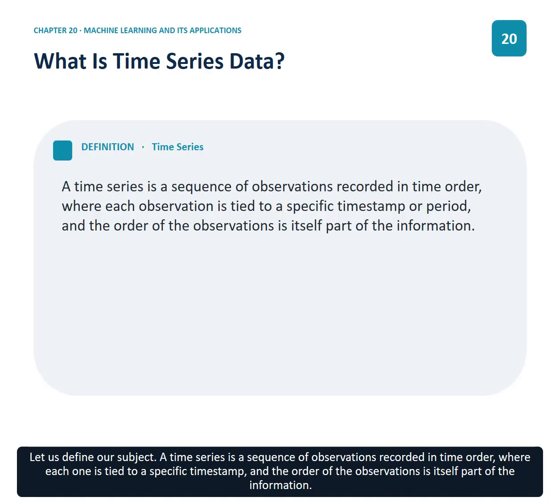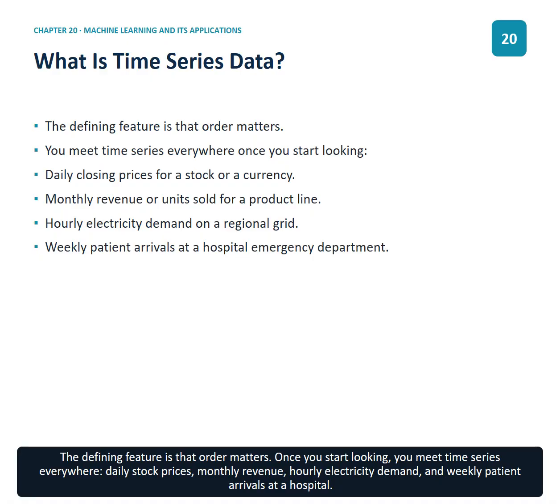Let us define our subject. A time series is a sequence of observations recorded in time order, where each one is tied to a specific timestamp, and the order of the observations is itself part of the information. The defining feature is that order matters.